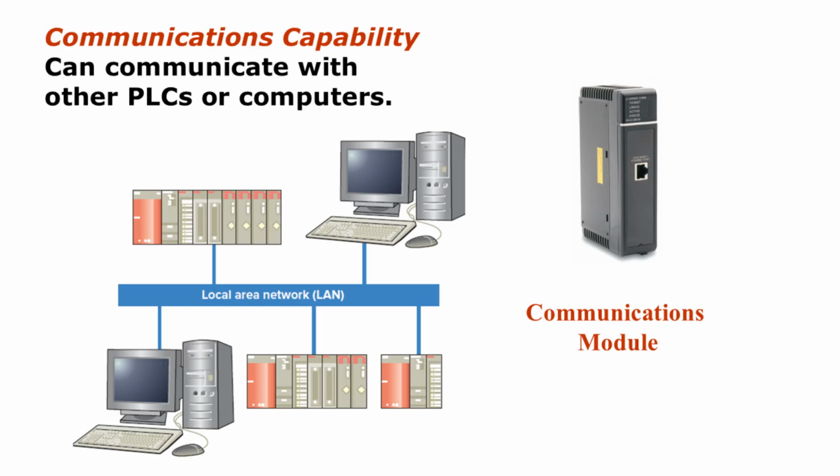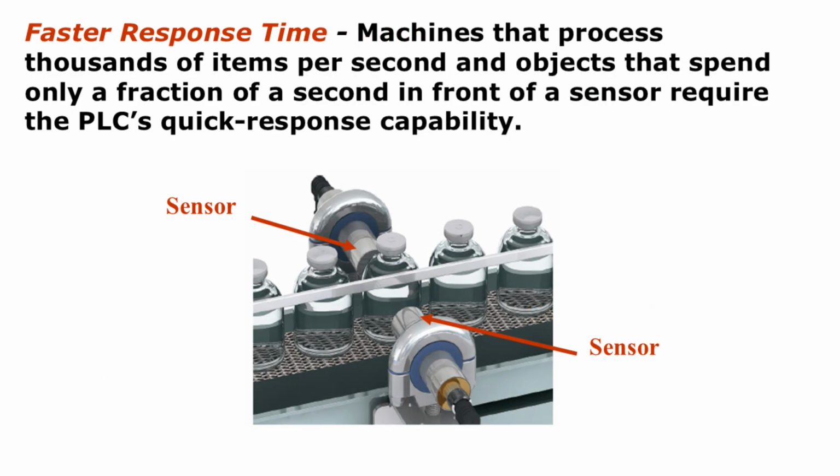Next, we'll look at why speed also matters when PLCs are controlling processes in real time. In many industries, machines process thousands of items per second, like bottles on a conveyor line or parts in an automated sorter. When products only spend a fraction of a second in front of a sensor, the controller must react almost instantly. PLCs are designed with extremely fast scan cycles. They can detect an input, process the logic, and activate an output in milliseconds. This speed makes them ideal for high-throughput environments where even a small delay could mean defective products or wasted materials.